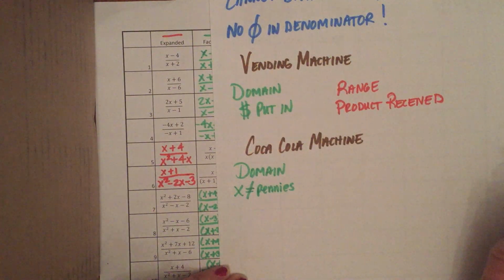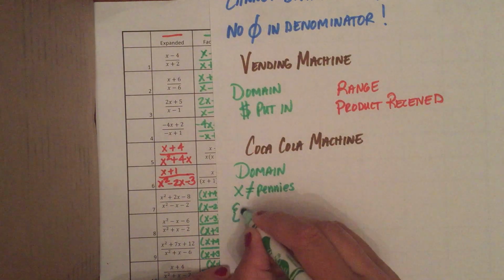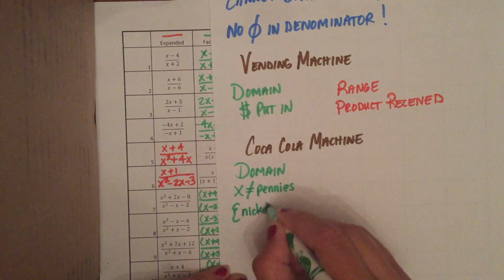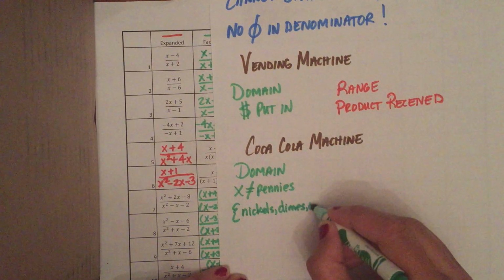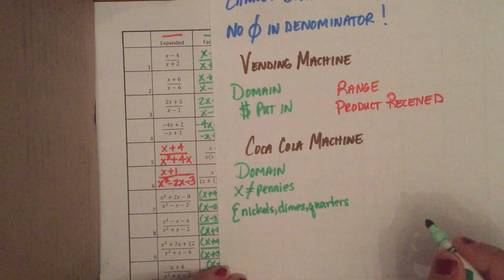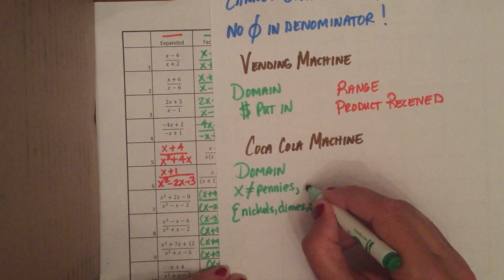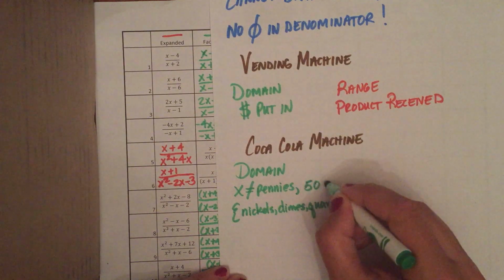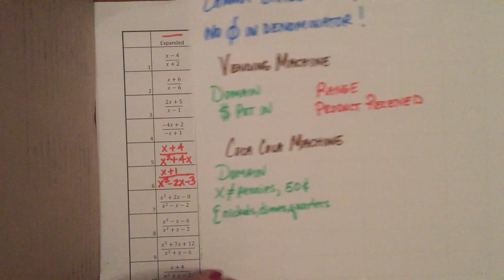Pennies don't work. Now, what we can put in are nickels, dimes, and quarters. Can we put in a 50-cent piece? Nope. So that's not in the domain either. So your domain is going to be nickels, dimes, and quarters.